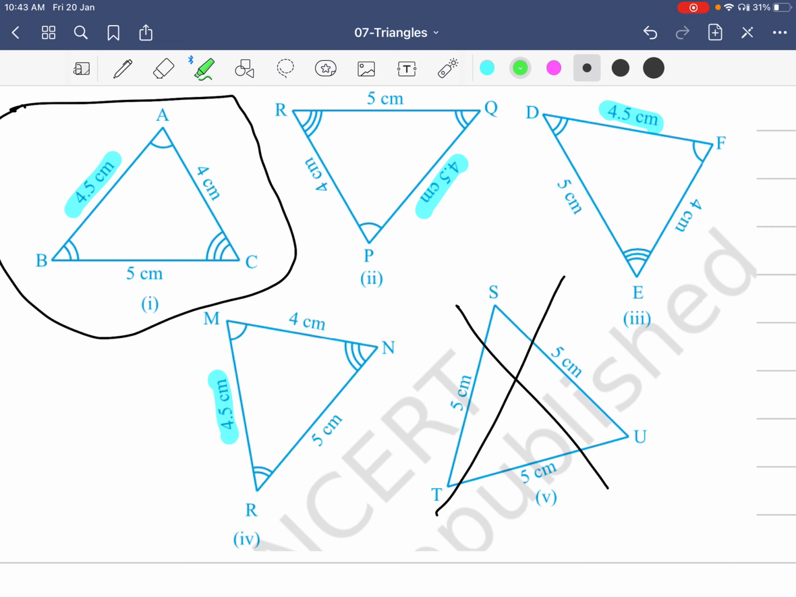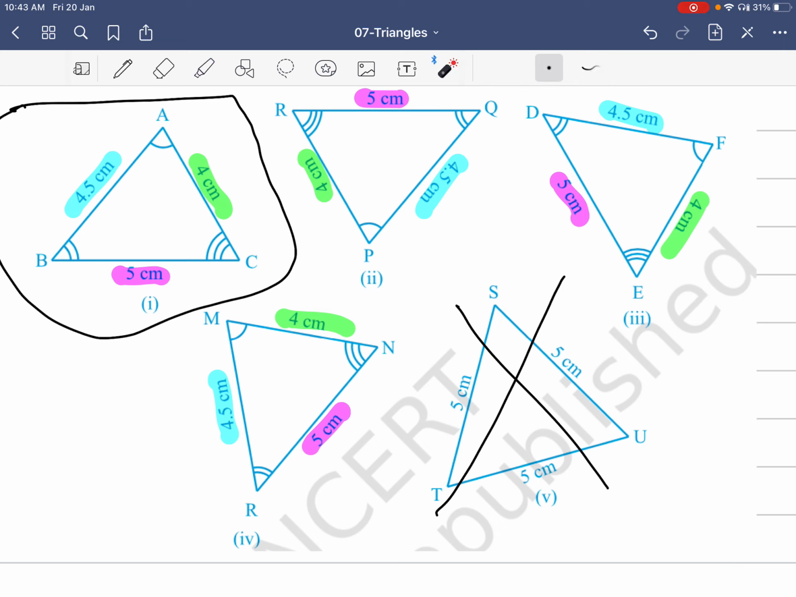So I'm going to take another highlighter. 4 centimeter. This has 4 centimeter. This has 4 centimeter. This has 4 centimeter. So okay, two sides are equal. Now let's go to the third side. This is 5 centimeter. This has 5 centimeter. This has 5 centimeter. This has 5 centimeter. So now step 1 is completed.